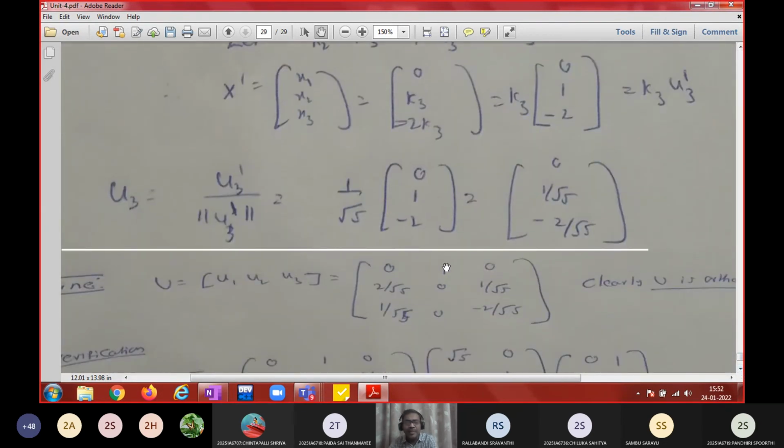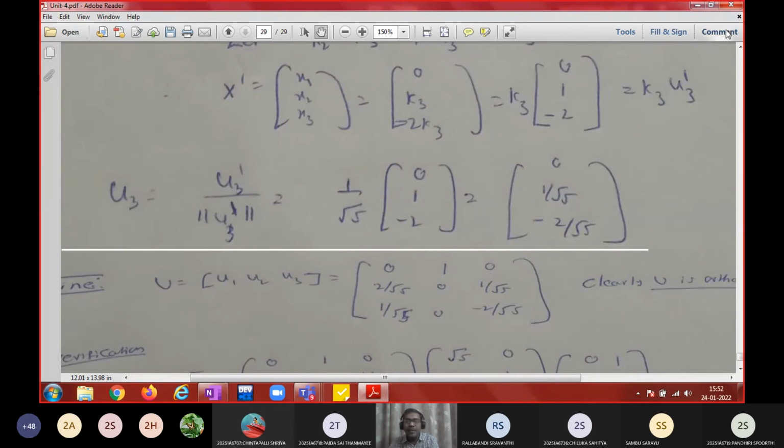You need to normalize, because I want only a unit vector, not just a vector. So what is its magnitude? Root of 0 square plus 1 square plus minus 2 whole square is 5. So divide this vector by its norm, so that we can say it is a unit vector. So you call this U3. U3 is nothing but U3 dash by norm of U3 dash.